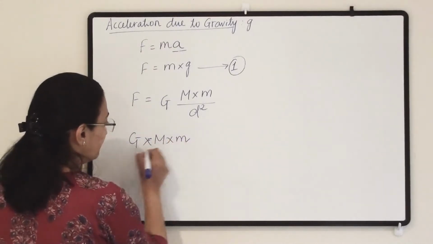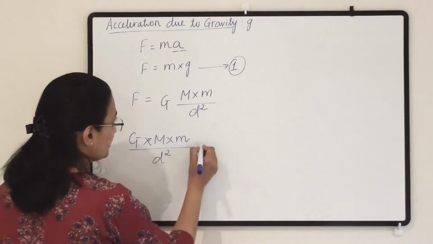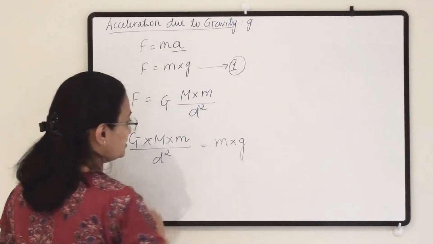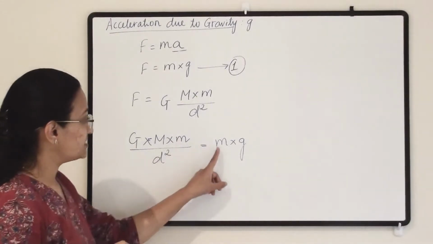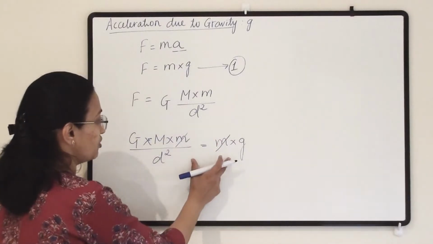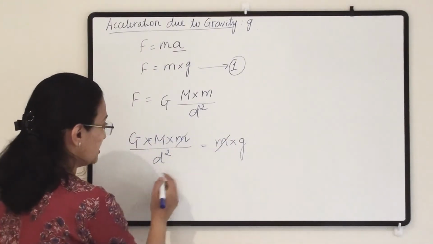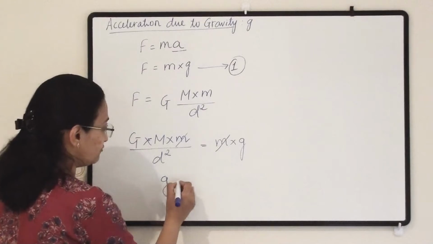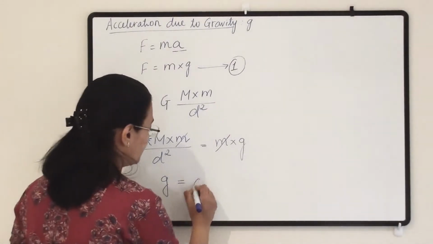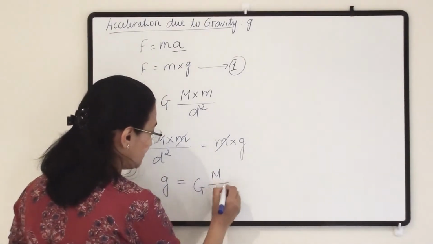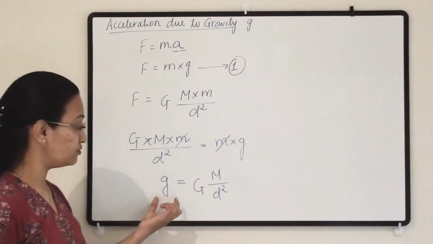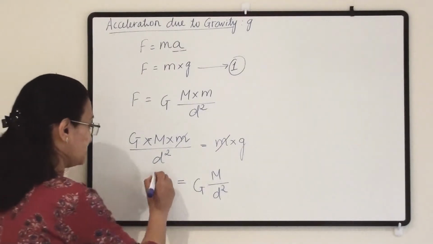M into small m divided by d square equals m into G. Now on both sides m is there, so we are going to cancel out this small m. So here we get the value for small g, that is acceleration due to gravity, equal to G M divided by d square. This is the formula to find the acceleration due to gravity.